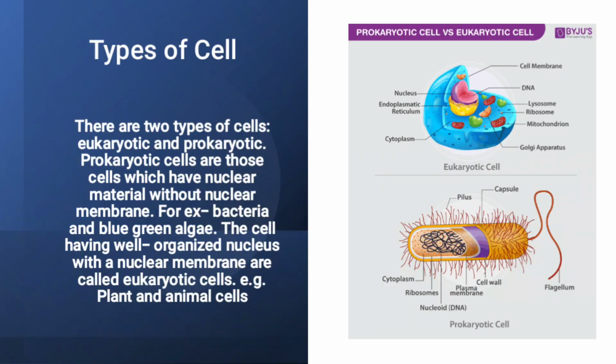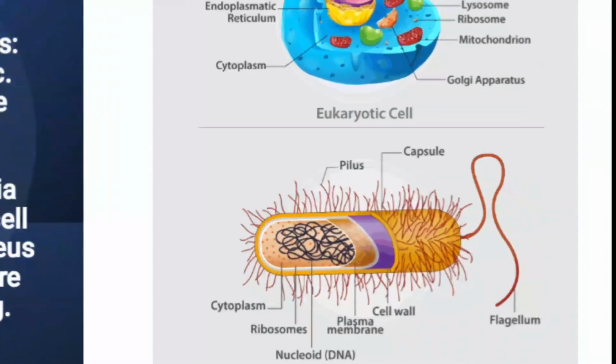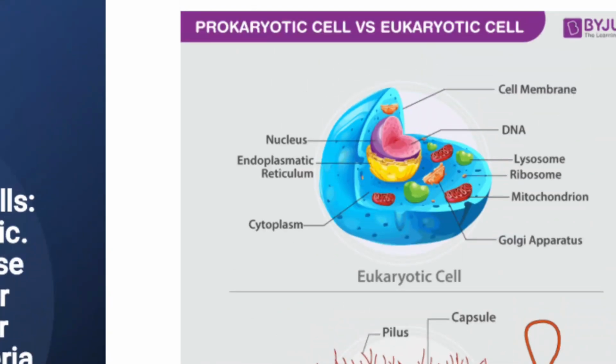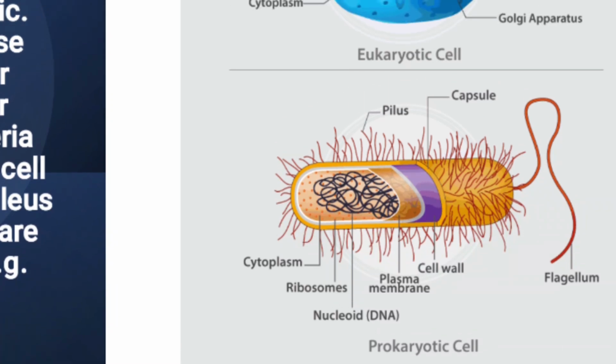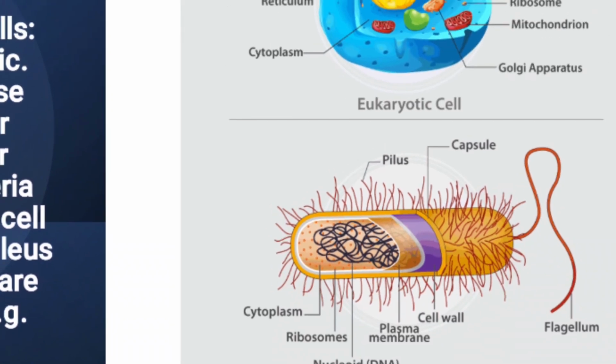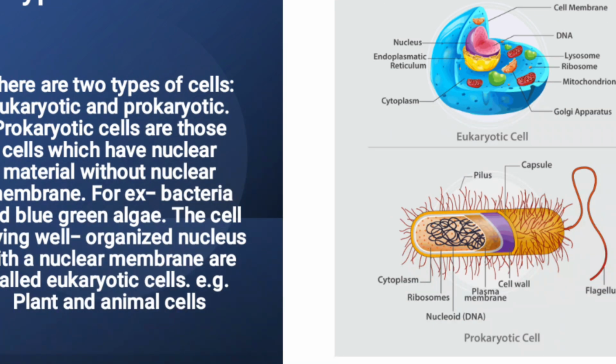So, types of cells. Basically there are two types of cells, eukaryotic and prokaryotic cells. For example, prokaryotic cells are bacteria and blue green algae, whereas eukaryotic cell examples are plant and animal cells. In this structure you can see the structure of a eukaryotic cell having the cell membrane, Golgi apparatus and all, and prokaryotic cells don't have a nucleus and all of these. So you will see the difference in the next slide.